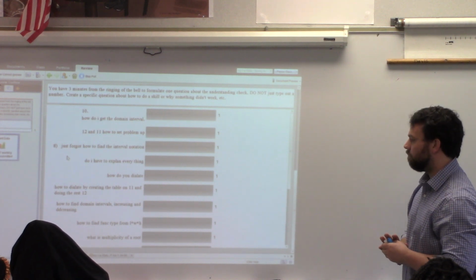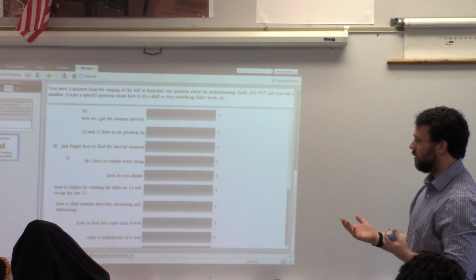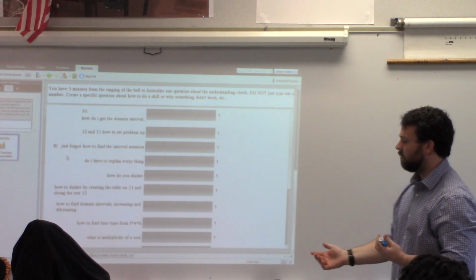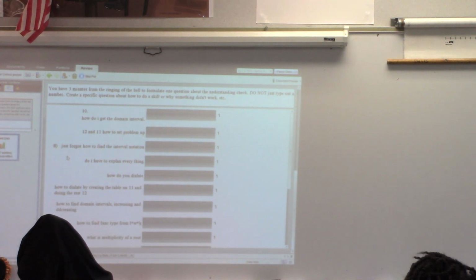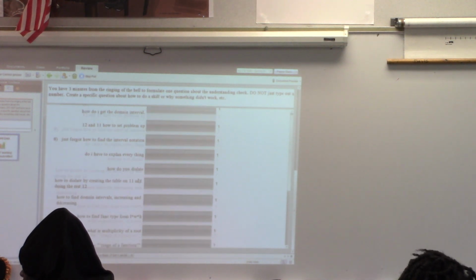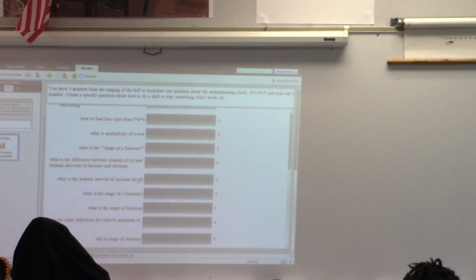So how to find function type from length, width, and height. Overall, it looks like the biggest thing is the backside of the understanding. Does that sound right? What is the range of a function?